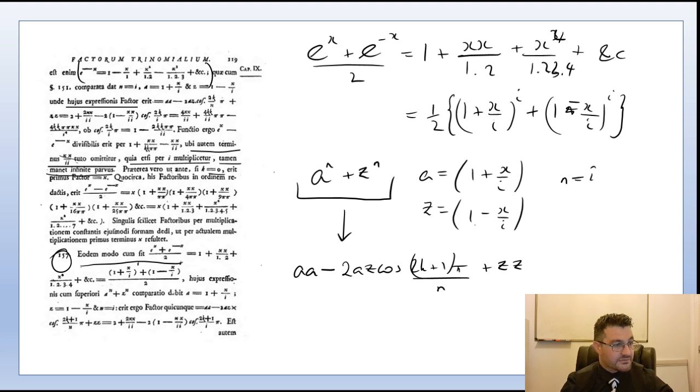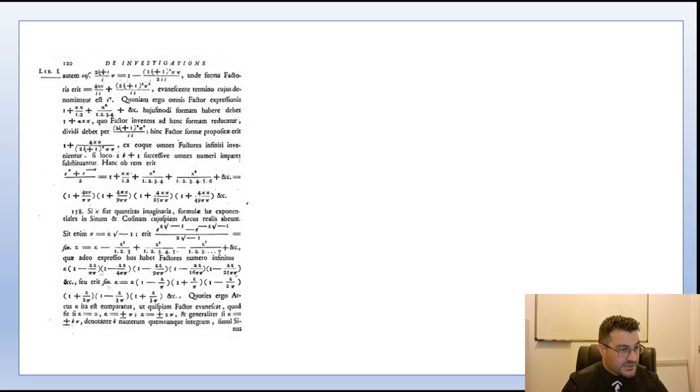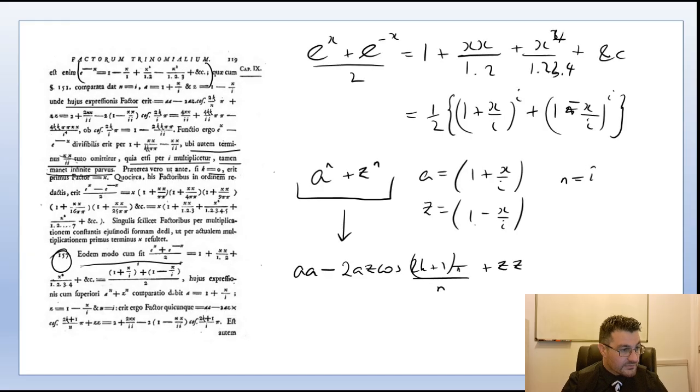Oh, no, sorry. Wrong page. On to the next page. Where are we? Right, here we go. Right, an arbitrary factor will be a squared minus 2az cosine 2k plus 1 pi over n plus z squared.